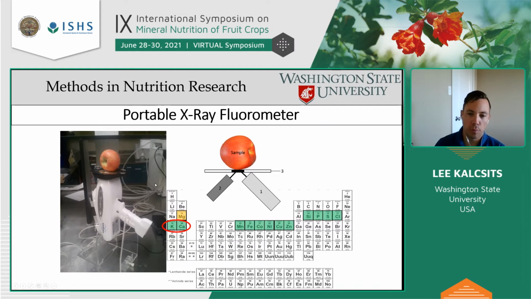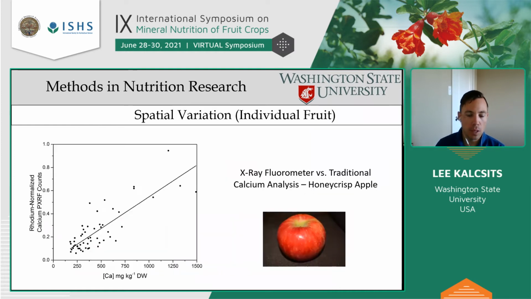But we've done work with whole apples to look at whether we can reliably measure potassium and calcium, and how it links to bitter pit in an apple. This is some of that work. We compared the results from X-ray fluorescence on the y-axis with calcium measured by traditional ICP-MS on the x-axis, and there's a really clear relationship between those two measurements. It means we're getting good resolution of what the calcium concentrations actually are in individual fruit. Each of these points is an individual fruit.